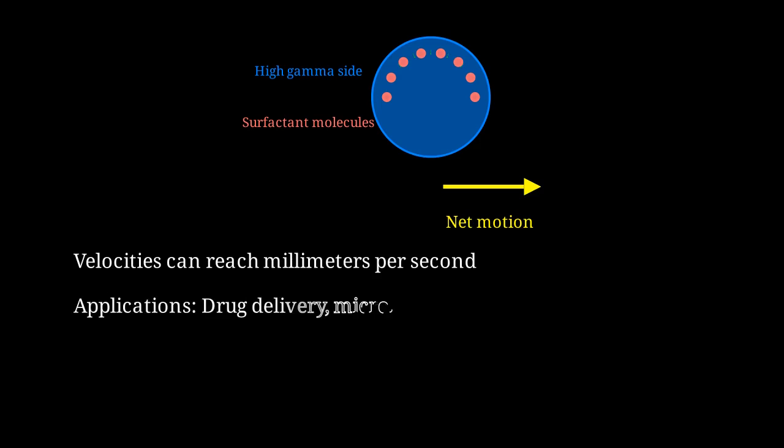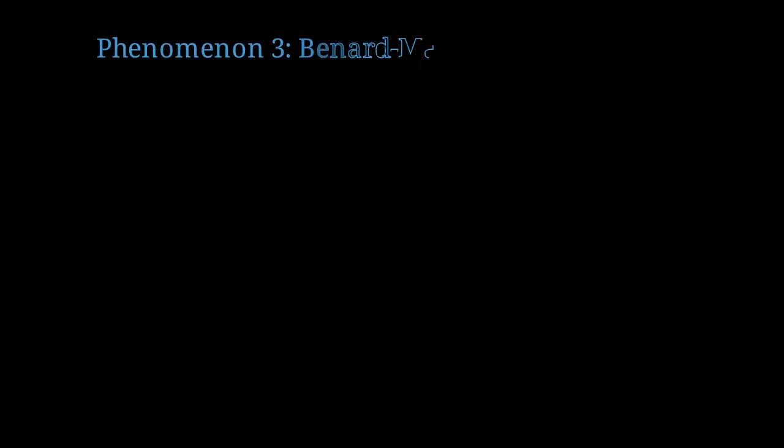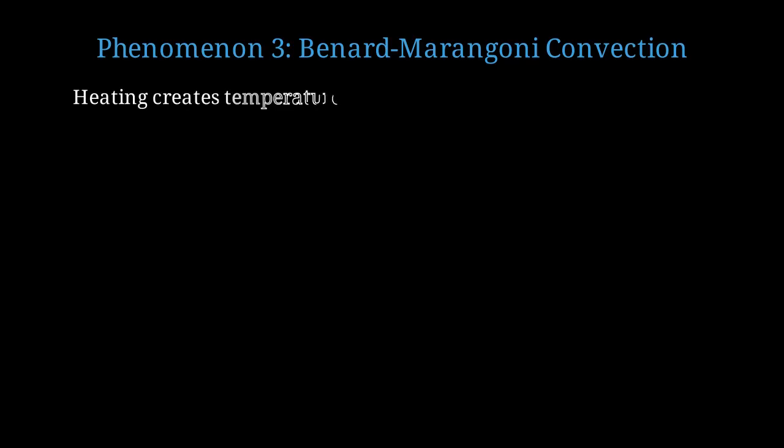This phenomenon has potential applications in targeted drug delivery, microrobotics, and chemical sensing, where you want autonomous motion without external pumps or motors. Our third example is Bénard-Marangoni convection, a beautiful pattern-forming instability that occurs when you heat a liquid layer from below. When a thin layer of liquid is heated from below, the bottom becomes hot and the top surface is cooler. This creates a vertical temperature gradient.